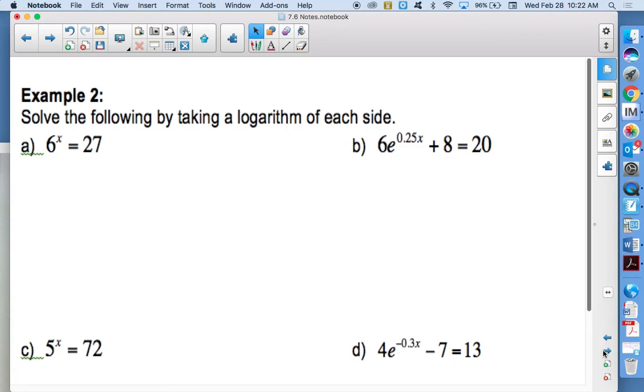So how would this equation be written in log form? Ethan? Log base 6, 27. Yeah.